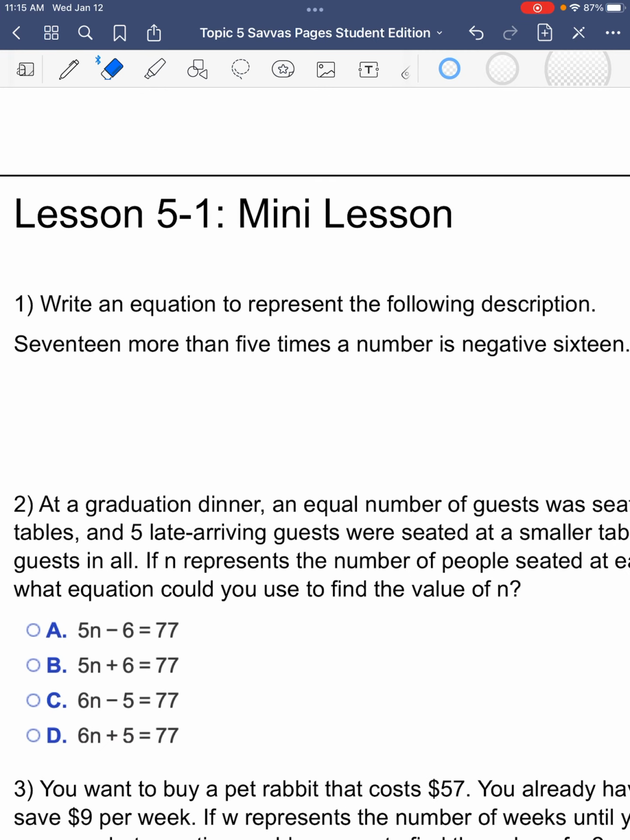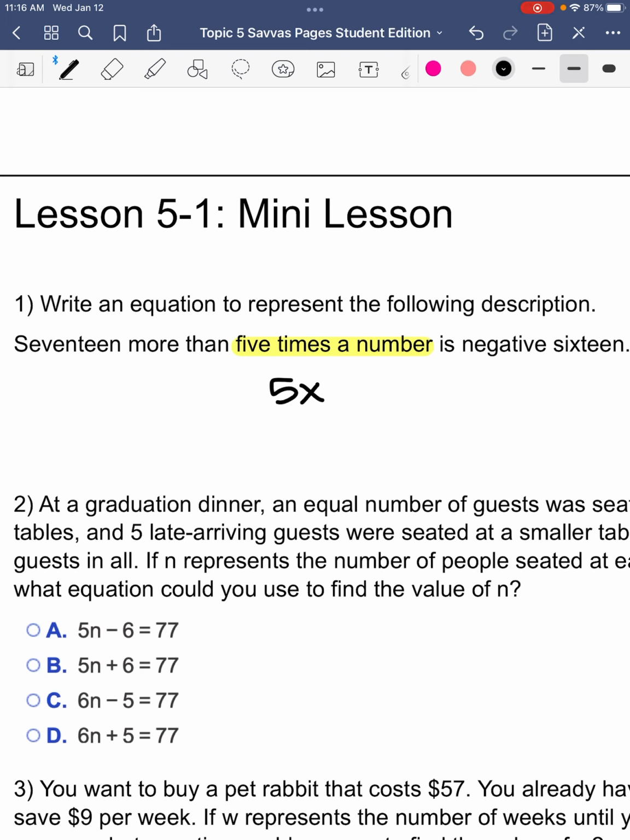So number one, write an equation that represents the following description. 17 more than 5 times the number is negative 16. Well, let's talk about 5 times the number first. We don't know what that number is, so I'm going to use a variable. It can be any variable you want it to be, but I'm going to use x because that's very common. So 5 times x, I'm going to represent as 5x.